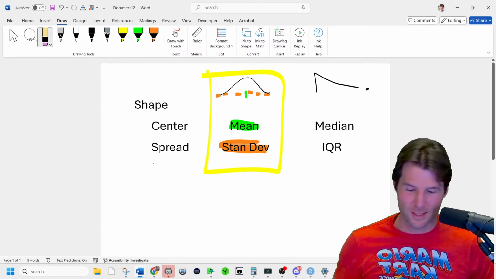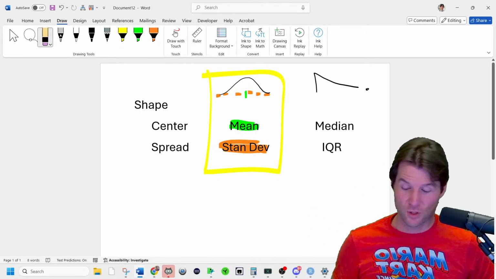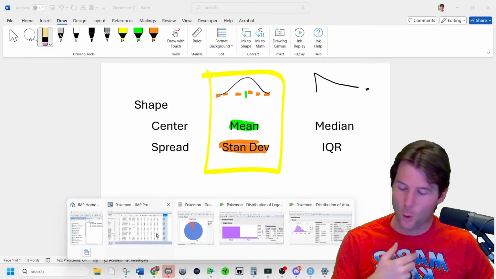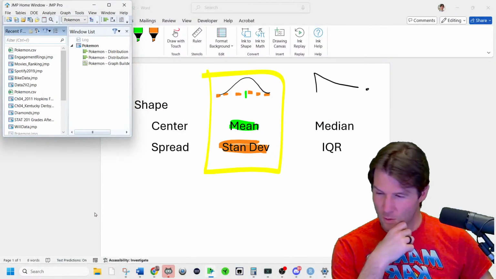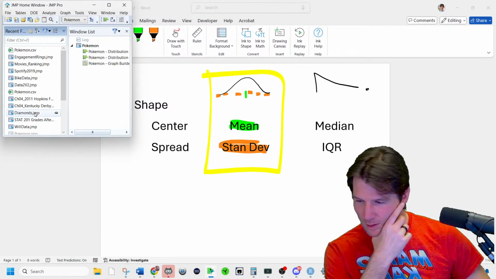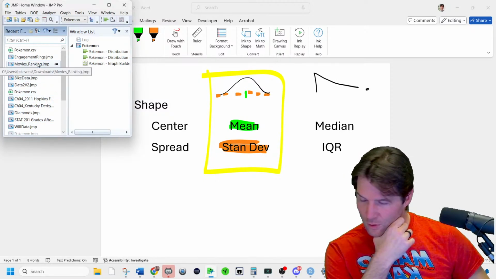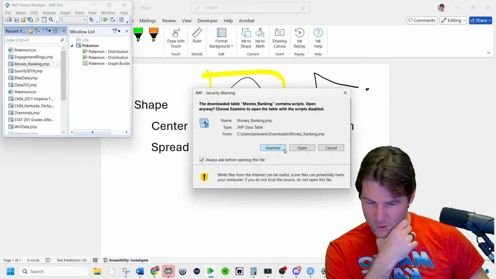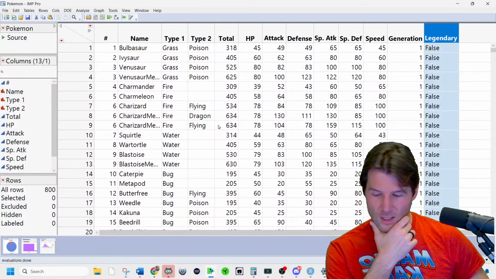We use those two concepts. Well, what about if our data was skewed? I might need a different data set for this. I was hoping it would be skewed. I think you're doing diamonds, so I'm not going to do diamonds. Let's go to movie rankings. Open the jump data. That's not movie rankings.